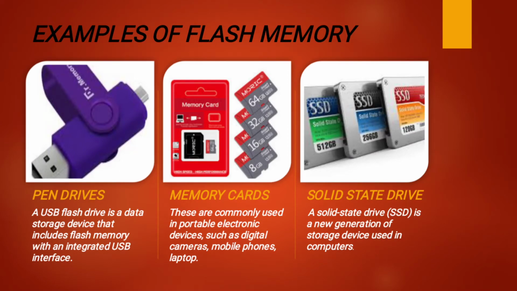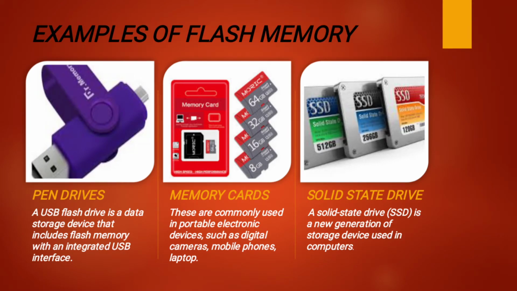Now, examples of flash memory. I have given three examples of flash memory. The first one is pen drives, then memory cards, and solid state drives. A USB flash drive is a data storage device that includes flash memory with an integrated USB interface. The interface is actually that part which connects the USB with your computer or your cell phone, and that is integrated to read the memory and the data faster.